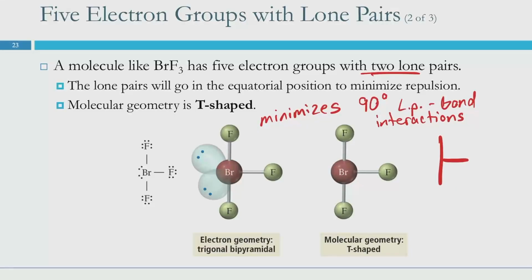The other thing that would happen if we put one of these lone pairs in an axial position is that we'd have a 90-degree interaction between the lone pairs, and that would be really, really bad. That's like the worst case scenario. Avoid at all costs.